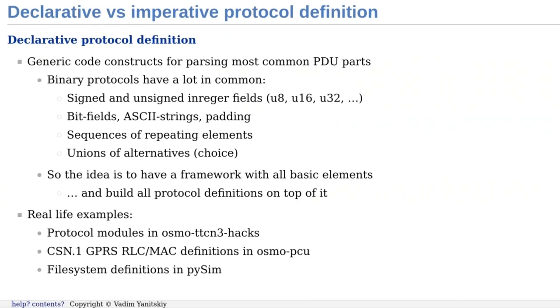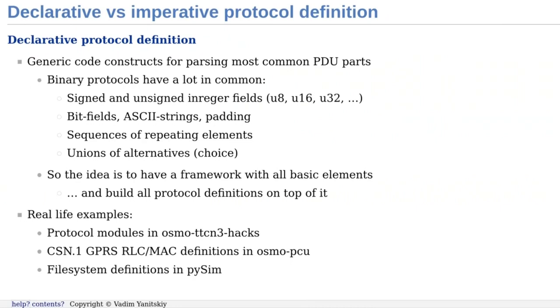And where do we already have this is our TTCN3 testing infrastructure. We use this domain-specific language to do conformance testing of our programs. And in this repository, you can find a lot of examples of how we do declarative protocol definition.